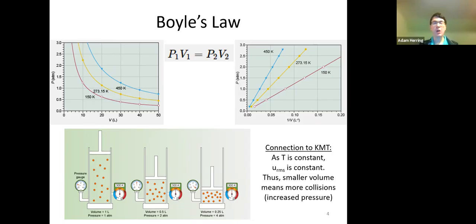With the graph on the left, we're looking at pressure as a function of volume, whereas on the graph on the right, we're looking at pressure as a function of 1 over the volume. So notice the difference in relationship between an inverse relationship and then the linear relationship by taking the inverse of the volume.